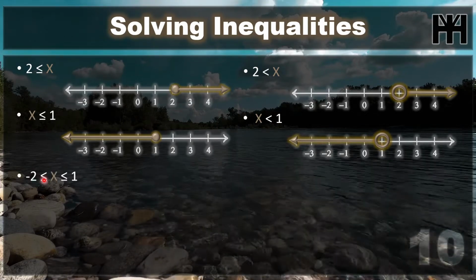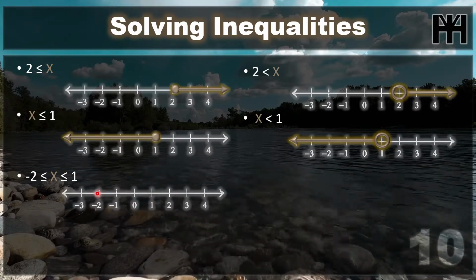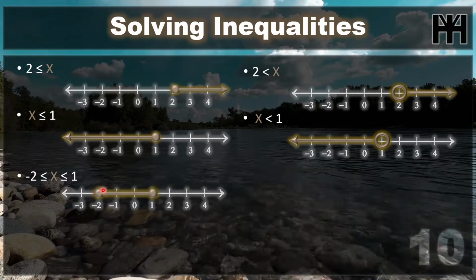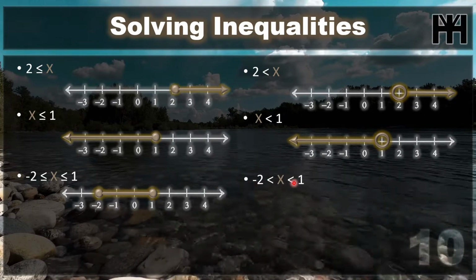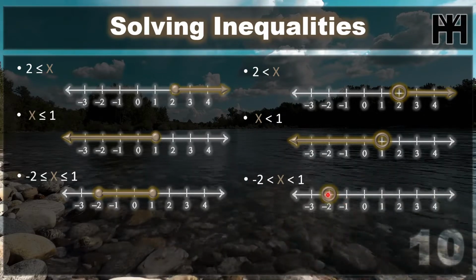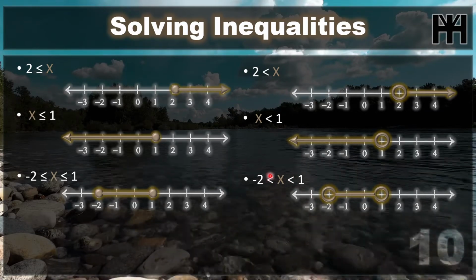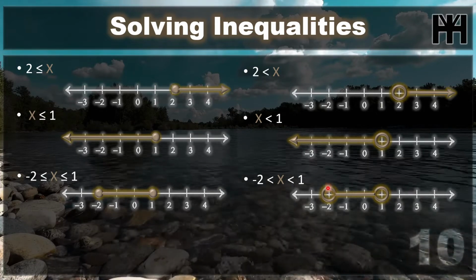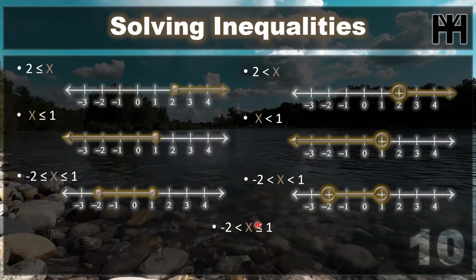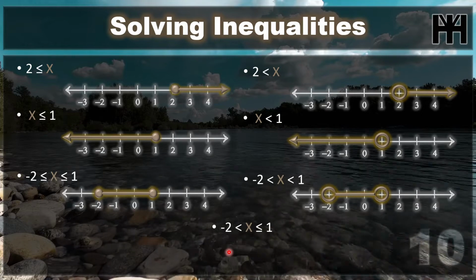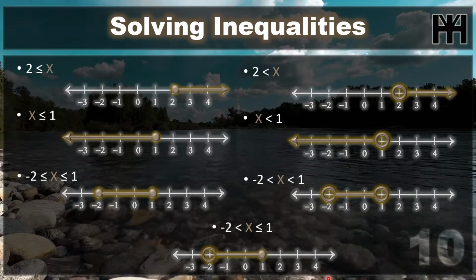Okay, -2 smaller than or equal x, smaller than or equal 1. So it's from here to here. Then -2 smaller than x, smaller than 1. It's the same as here, but only it will be open circle, because there is no equal, smaller than only. So the -2 and the 1 will not be included with us, they will be excluded. Okay, and the final one, it's -2 smaller than x and smaller than or equal -1. So here the -2 will not be included, then the 1 will be included.